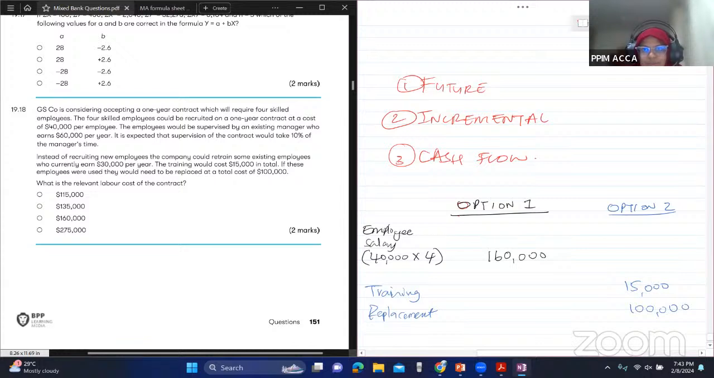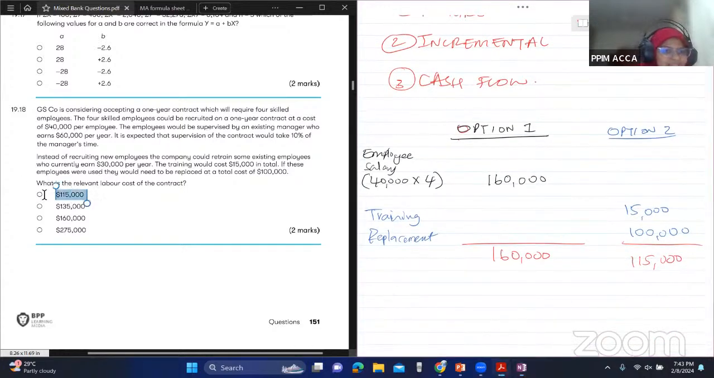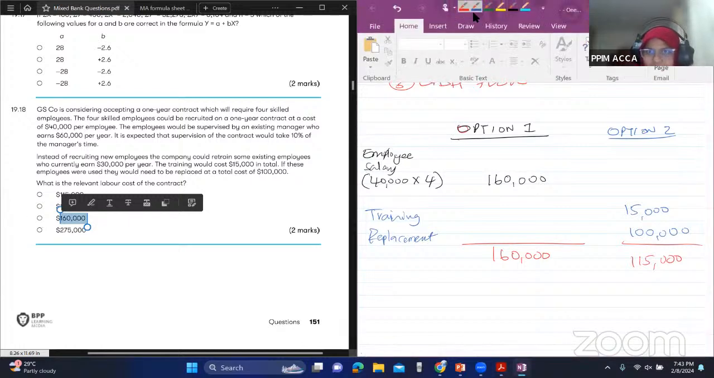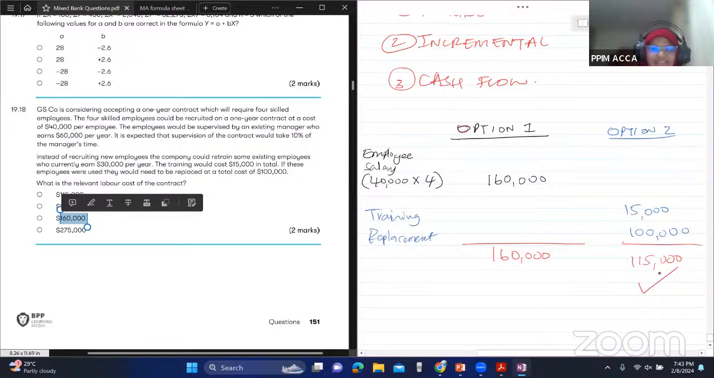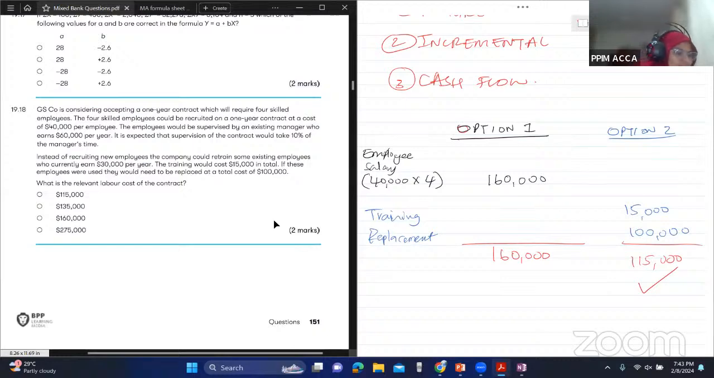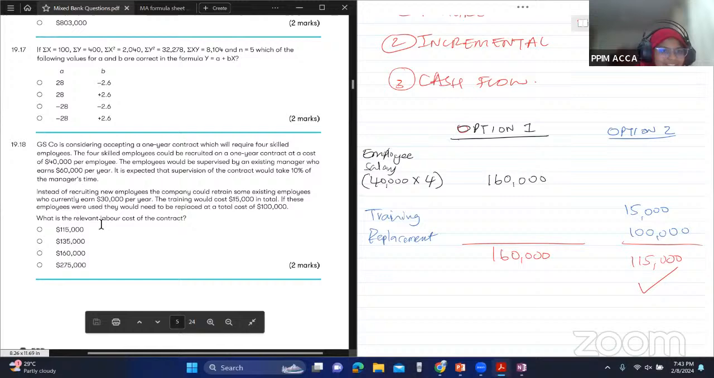Right. So now let's just take totals. If we go for option 1, it will be 160,000 relevant cost. If we go for option 2, it will be 115,000 relevant cost. If you see, both the answers are there. Which one do you think you have to choose? If you are a rational person, then obviously you will choose the option that is cheaper. You're not going to go for the option that is more expensive. So like Adil is saying, yes, you have to go for 115,000. So that will be the answer, which is A.